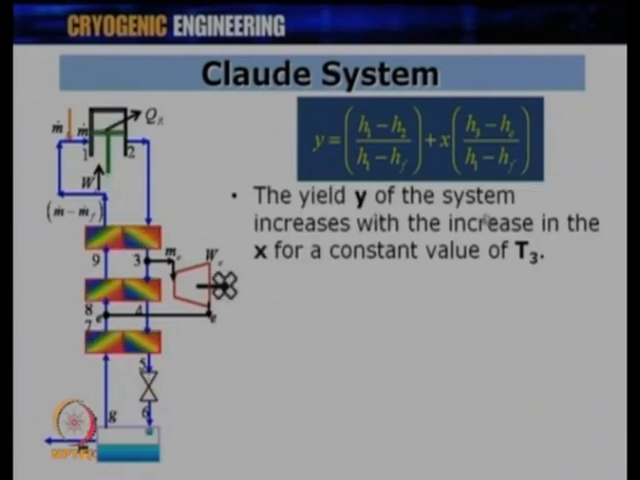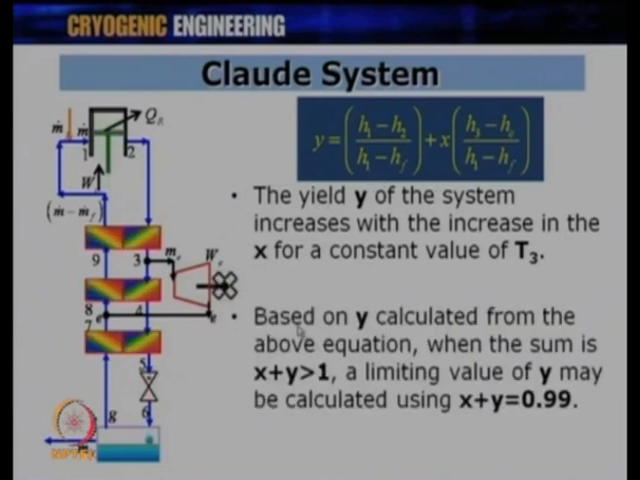The yield y of the system increases with the increase in the value of x for a constant value of T3. That is what we have seen, that if we start increasing the value of x from, let us say, 0.1 at a particular value of T3, it will start increasing with the value of x in a linear fashion. Based on y calculated from the above expression, when the sum x plus y becomes more than 1, that is what I just talked about.